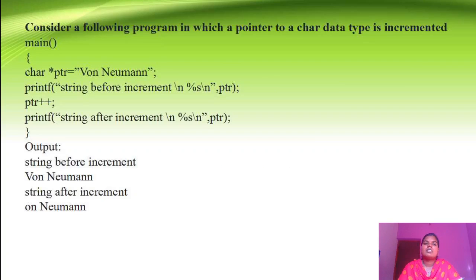So let us consider this example program. Here I have declared the string called von Neumann. First I will print the string as it is, that is, the string before incrementing. So %s, ptr. In this statement you will get the output as von Neumann. If I increment the pointer, ptr plus plus, after the increment the string will get printed as on Neumann. That means v will get removed because of this increment.